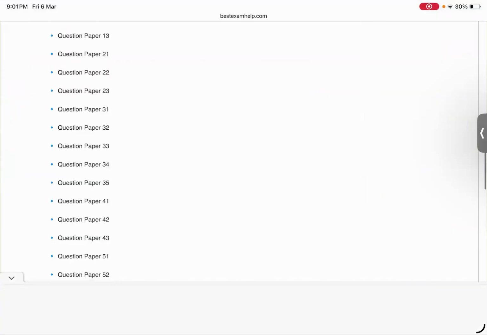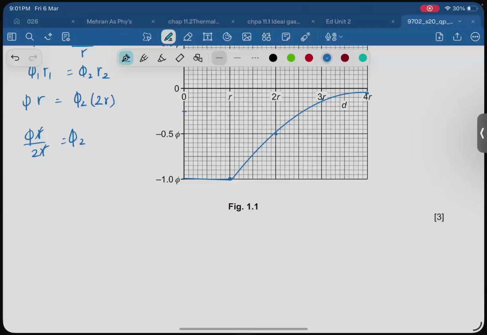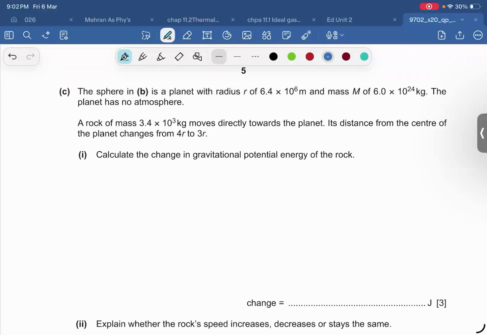Please read the next part. The sphere in B is a planet with radius r of 6.4 times 10 to the power 6 m and has a mass M of 6 times 10 to the power 24 kg. The planet has no atmosphere. A rock of mass 3.4 times 10 to the power 3 kg moves directly towards the planet. Its distance from the center of the planet changes from 4R to 3R. Calculate the change in gravitational potential energy of the rock.